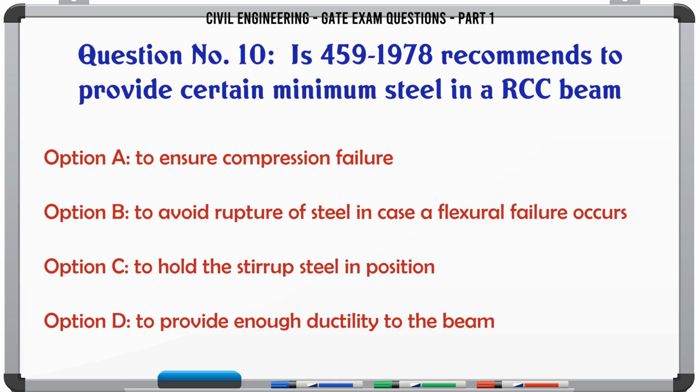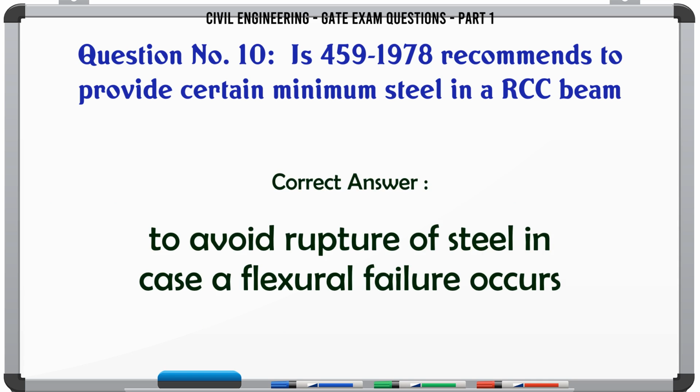IS 456 to 1978 recommends to provide certain minimum steel in an RCC beam: a. to ensure compression failure, b. to avoid rupture of steel in case a flexural failure occurs, c. to hold the stirrup steel in position, d. to provide enough ductility to the beam. The correct answer is to avoid rupture of steel in case a flexural failure occurs.